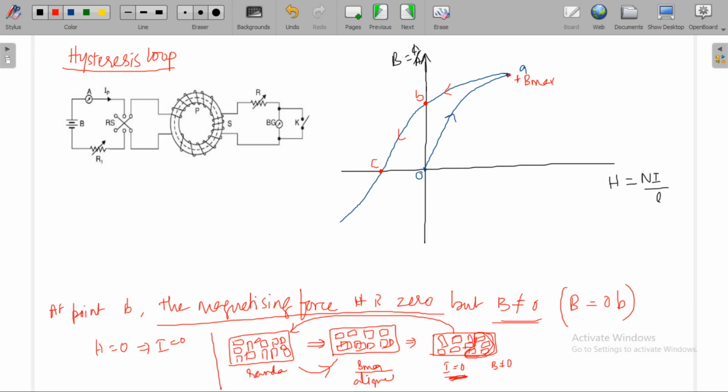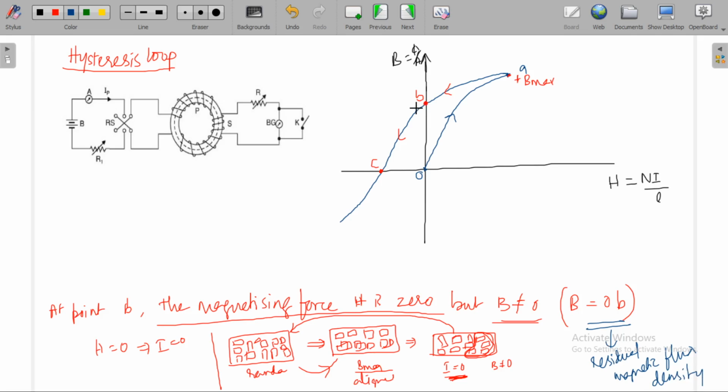Even though the current is zero, still some aligned domains are present in this magnetic material. All of a sudden, all domains will not regain their original positions. Because of those domains, magnetic field is present. That OB is called residual magnetic flux density.